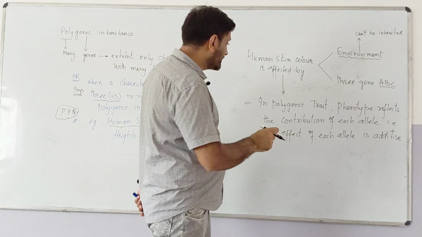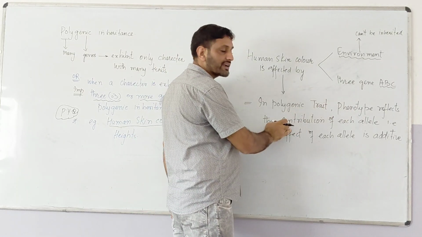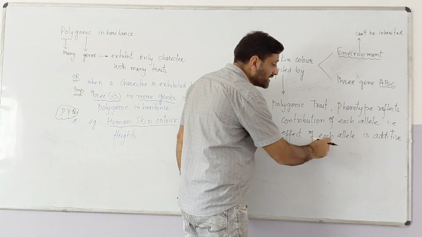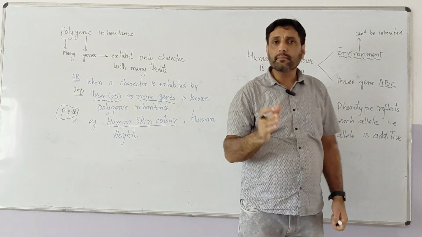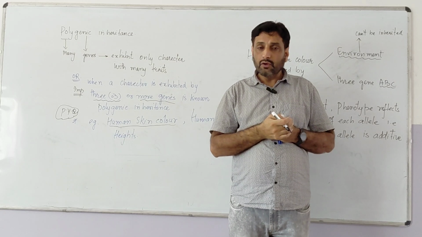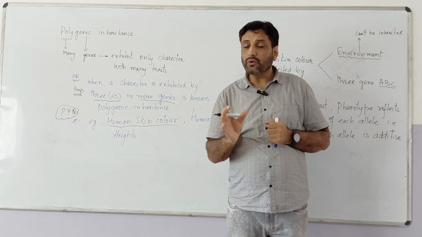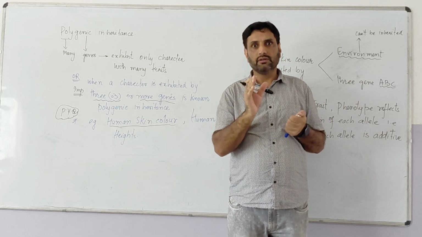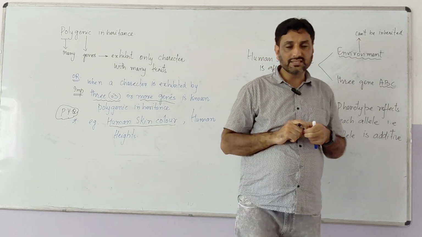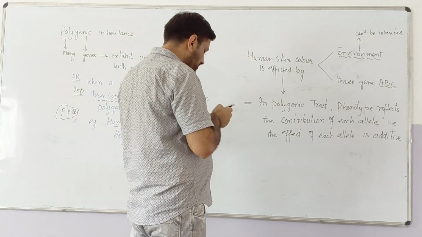We can say that the phenotype reflects the contribution of each allele. That is, the effect of each allele is additive. When there are more dominant alleles, the color will be darker. When there are more recessive alleles in these genes, the color will be very light. We will see this in the cross. Okay, this is clear. Now, let us have the cross.